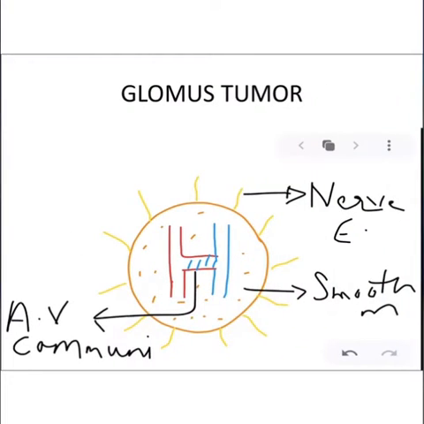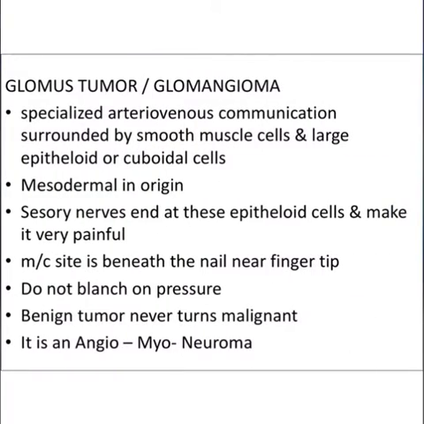So what is a glomus tumor? Let's see what it is. Glomus tumor, also known as glomangioma, consists of specialized AV communications, arteriovenous communications, surrounded by smooth muscle cells and large epithelioid and cuboidal cells. Origin is mesodermal. The sensory nerves of these cells make it very painful.